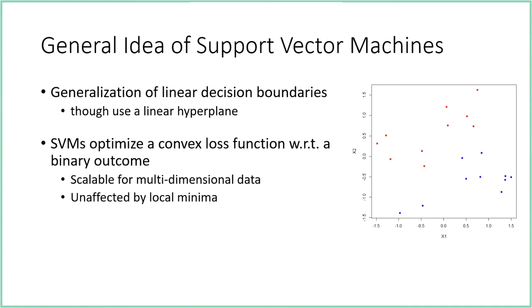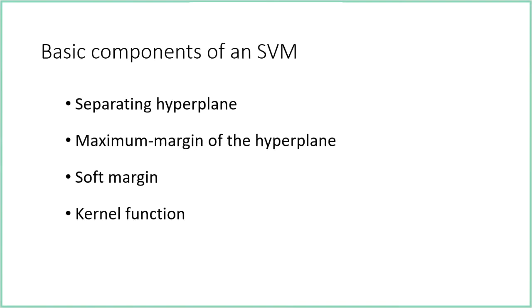Okay, so support vector machines allow us to make that a little less stringent. It turns out they're scalable for multidimensional data. So if I had way more predictors than just 2, they scale well for that. They're also unaffected by local minima. The main components are that separating hyperplane that we just talked about, a margin that defines the hyperplane, so it's sort of how far are points that are the correct class from that hyperplane, something called a soft margin, and something called a kernel function.